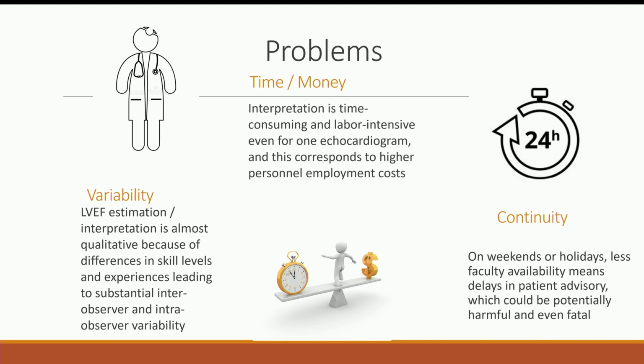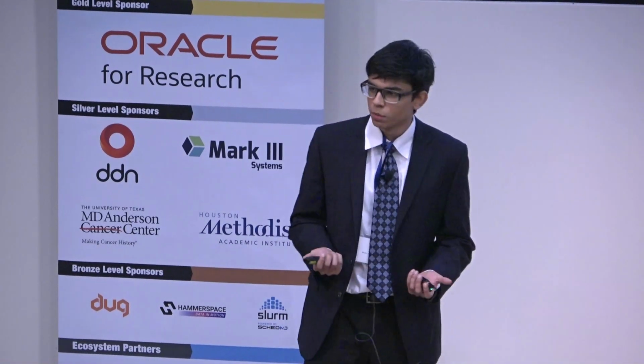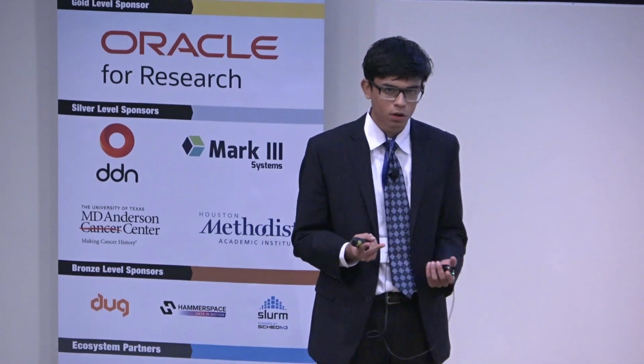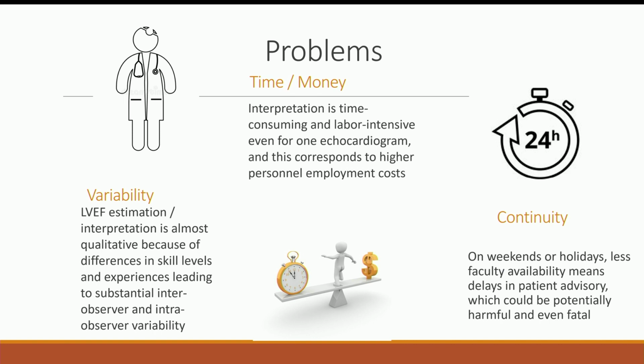So there are some problems with echocardiogram interpretation at the current moment, where interpretation in this case is essentially predicting an estimate of the LVEF. And so one problem is variability. Even though we're predicting a number which is quantitative, the interpretation is almost qualitative because of differences in skills and expertise between two echocardiographers. If you have two echocardiographers and they look at the same video, they might give wildly different estimates just based off of their training and expertise. Even intra-observer variability is there in the same echocardiographer, just because of differences in perspectives as they progress over time.